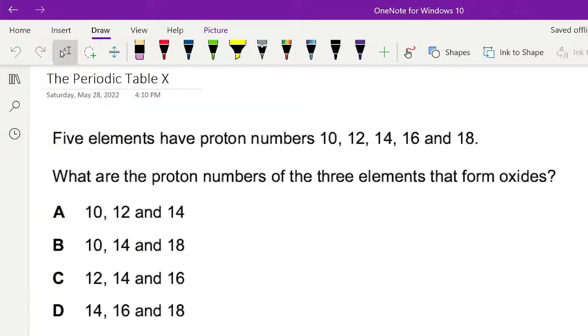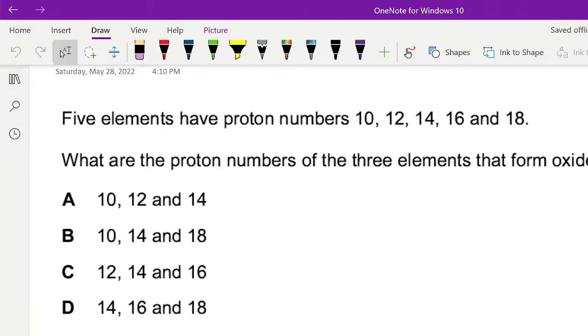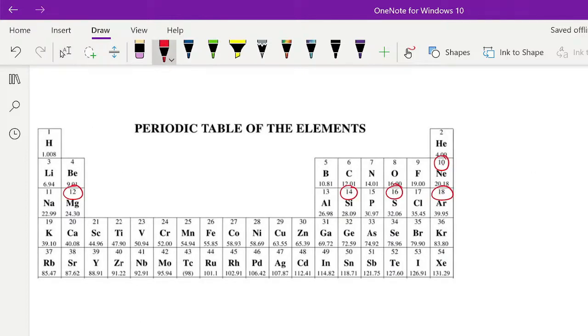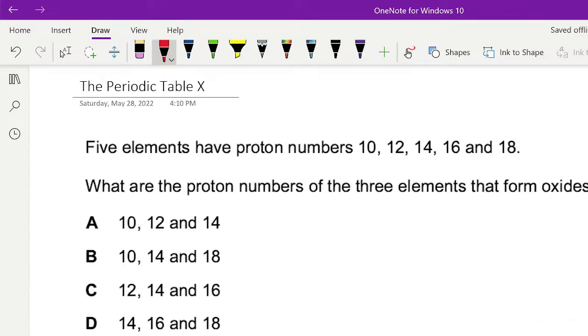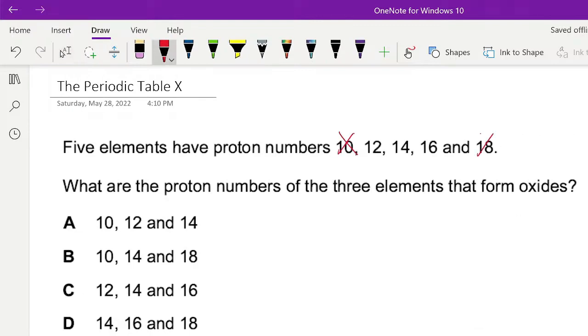Periodic table, this is not going to show up a lot because they already asked about this, but let's try only one. 5 elements with different proton numbers. What are the proton numbers of the 3 elements that form oxides? So these two gases in the noble gas, they will not form oxide. The rest will. So 3 of them will. We don't get these oxides, but we get 12, 14, and 16.